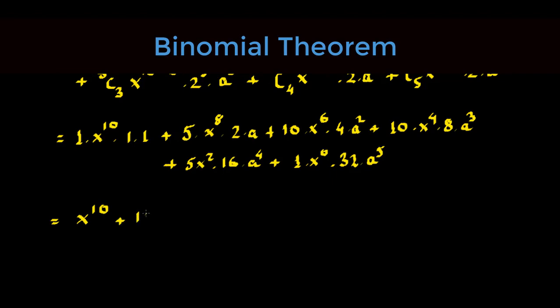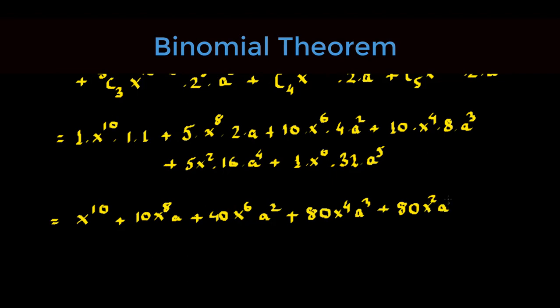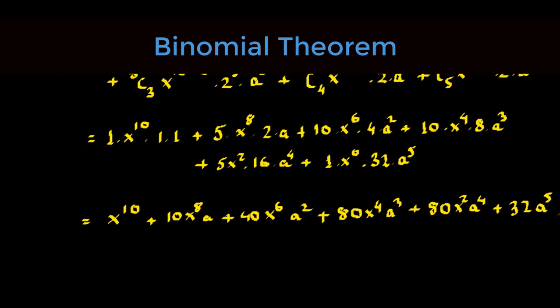So 5 times 2 is 10. So this is 10 x raised to the power of 8 times a, plus 40 x raised to the power of 6 times a squared, plus 10 times 8 is 80, so x raised to the power of 4 times a cubed, then 5 times 16 is also 80, x squared a fourth, plus 32 a raised to the power 5. Then we're done. So this is the binomial expansion of x squared plus 2a whole raised to the power 5.